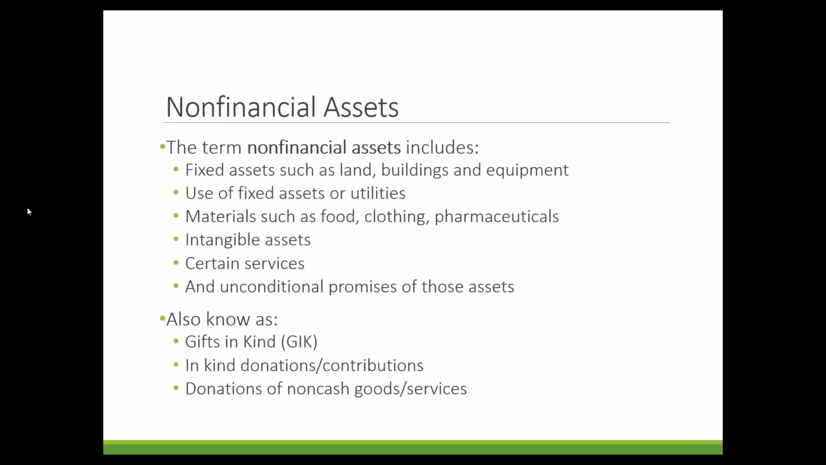So one of the most important things to start with is, what is a non-financial asset? Non-financial assets include fixed assets such as land, buildings, equipment. It can also include the use of those fixed assets or utilities, materials such as food, clothing, pharmaceuticals. It includes intangible assets, certain services, as well as unconditional promises for those assets. An example of that would be a lease. Let's say you've signed a 10-year lease agreement and you're getting that for significantly below market value. You would record that below market value portion as an in-kind contribution. These contributions are also known as gifts in-kind, donations, donations of non-cash goods and services.